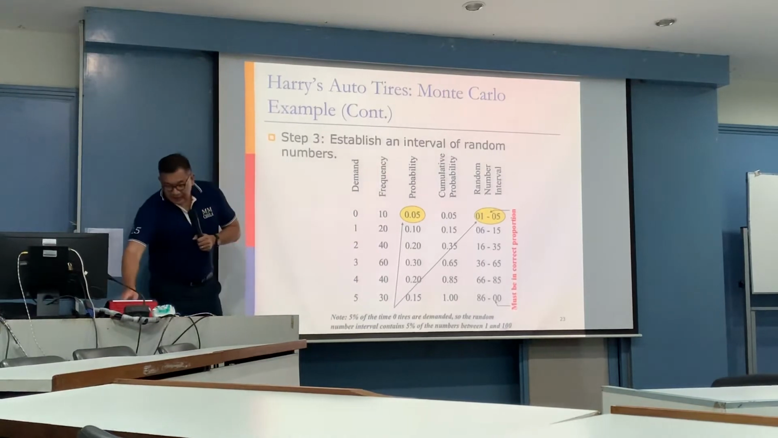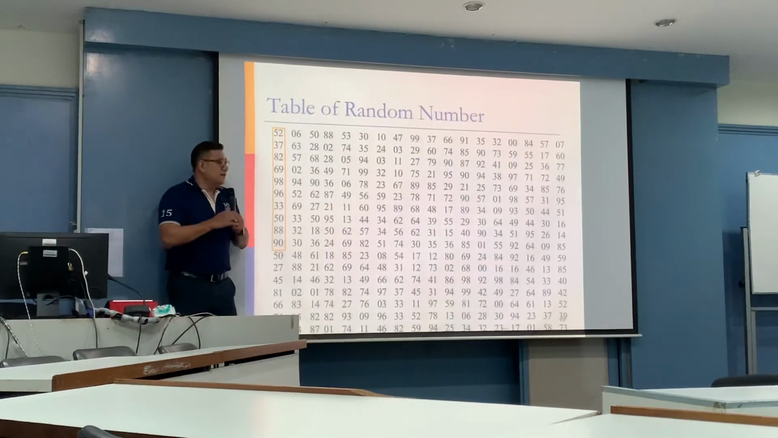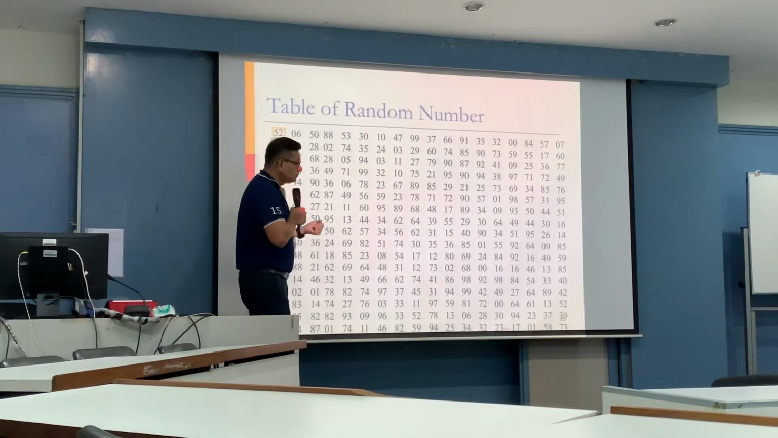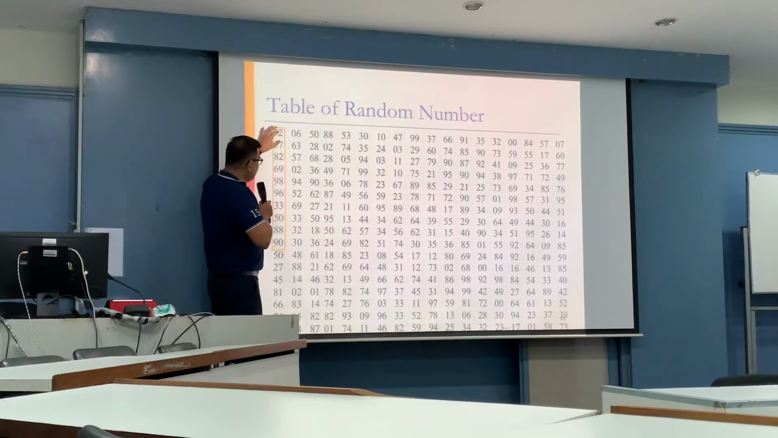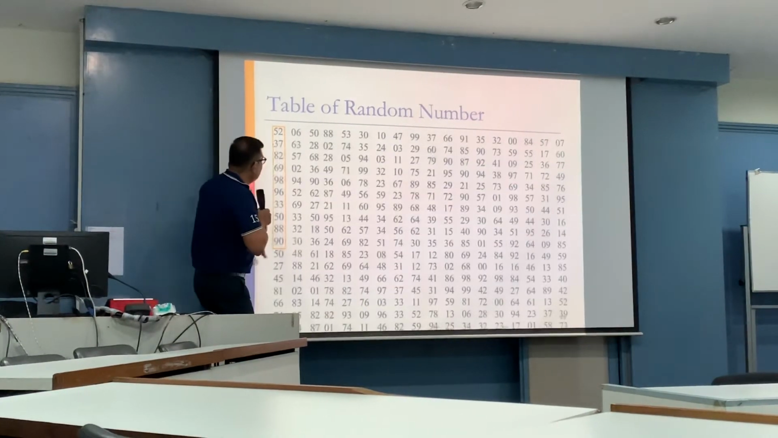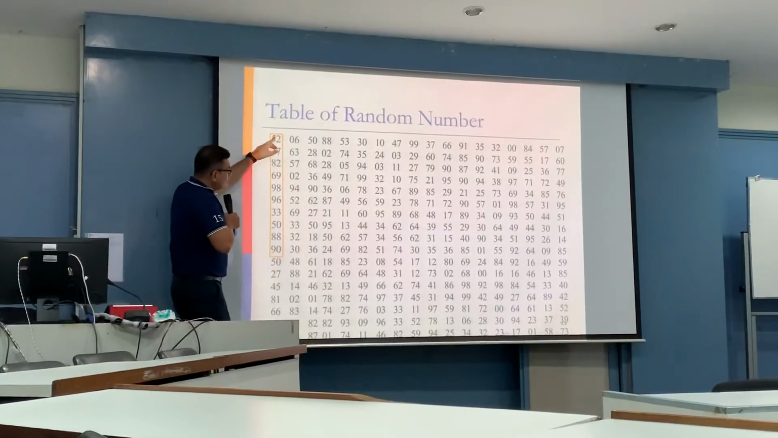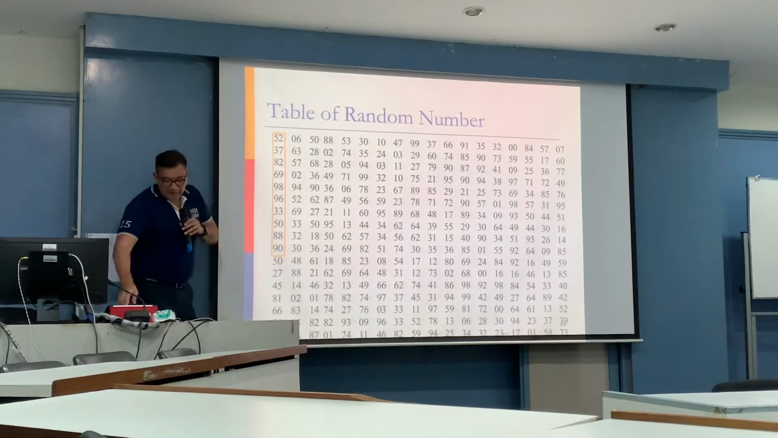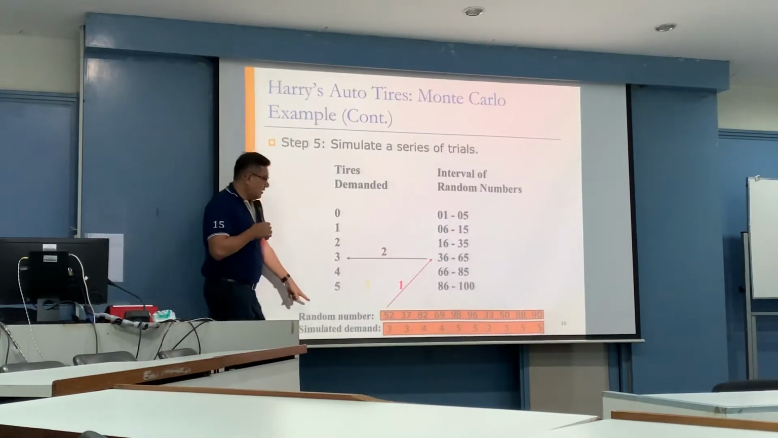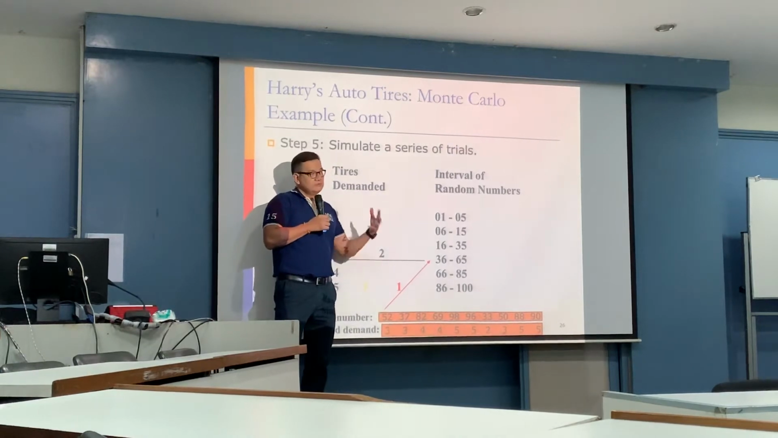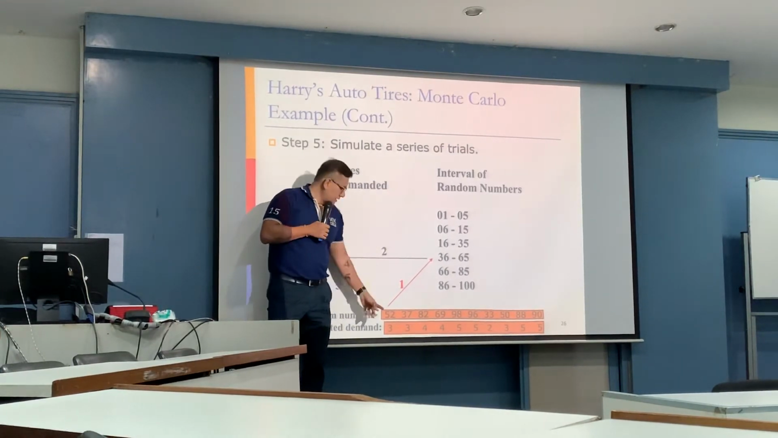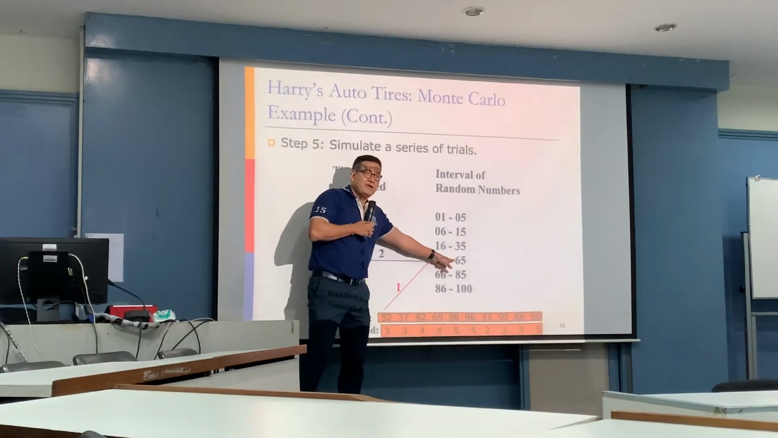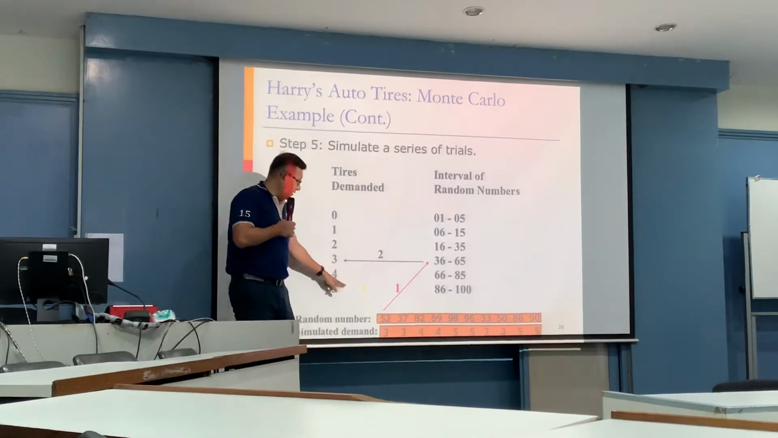So in this case, let's say we need to estimate 10 days of demand, so I'm using the first column. I start with 52, which is the first of my 10 random numbers. 52 is used for the random number of tomorrow's demand. I check with the ranges. 52 is in the range of 36 to 65. So I say tomorrow's demand is 3.